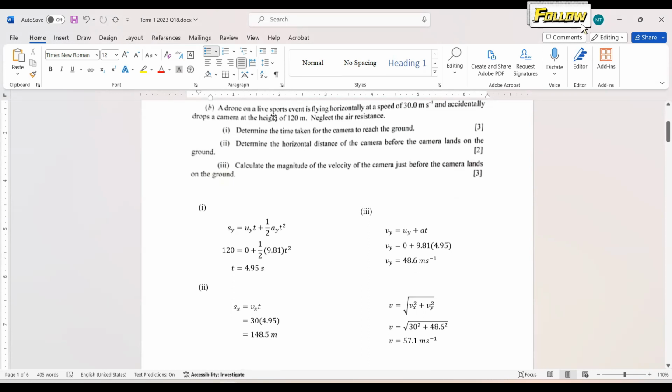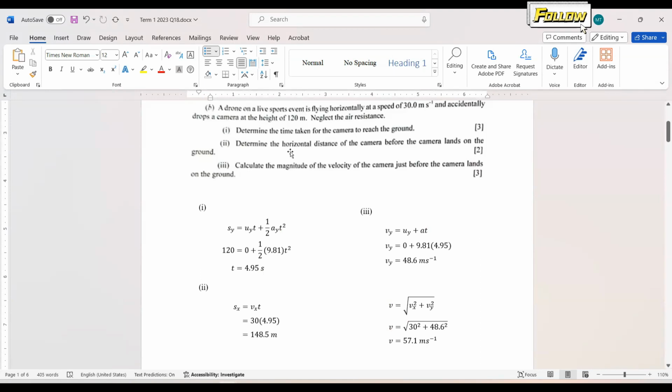A drone at a live sport event is flying horizontally at a speed of 30 meters per second and accidentally drops a camera at a height of 120 meters. Neglect the air resistance. Determine the time taken for the camera to reach the ground. It is quite straightforward. We have the height 120 meters and the gravitational acceleration 9.81 meters per second squared. Using the formula s equals ut plus half at squared, where the initial vertical velocity is 0, put in the values and you should get the time equal to 4.95 seconds.